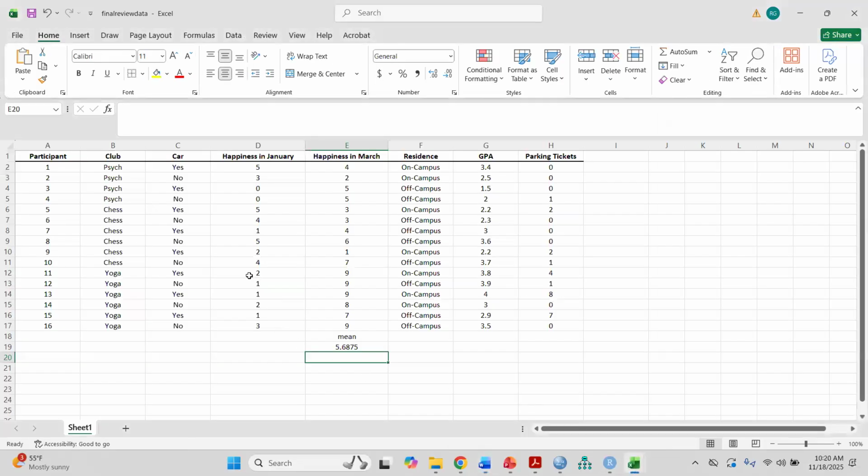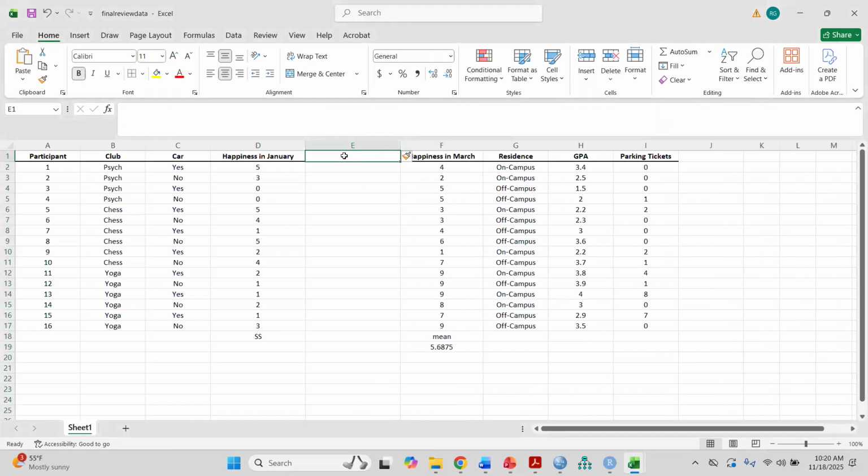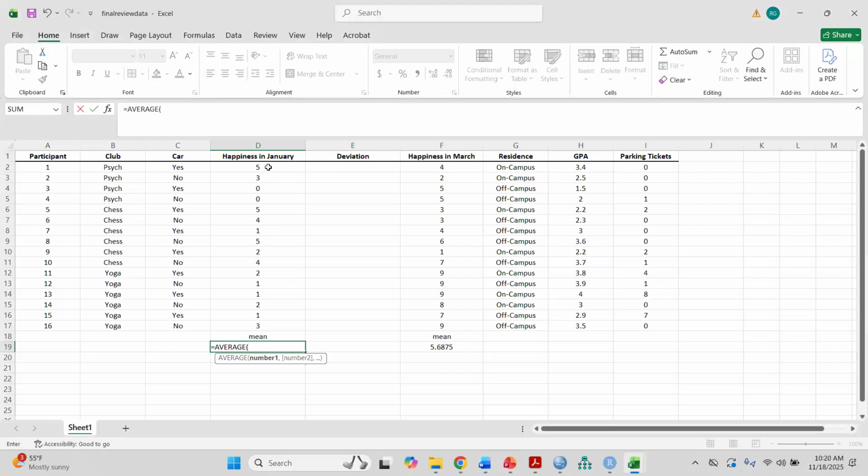Okay. What's the sum of squares for happiness in January? Sum of squares, SS. There's a function for that, but we're actually going to have to get the deviation scores first, aren't we? So I'm going to right click and click insert here. What we need to do is get the deviation scores. So I'm actually going to have to calculate the mean, aren't I? So I'm going to have to go equals average of the happiness scores. Click enter. So we've got the mean.